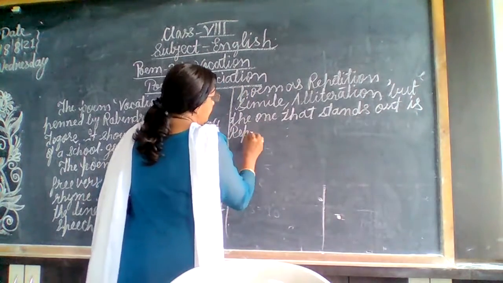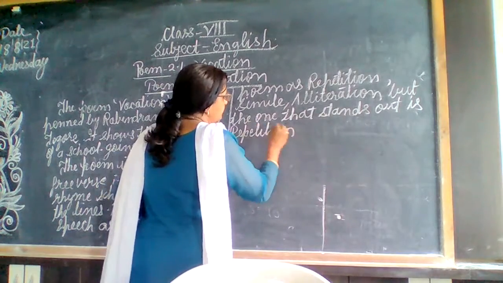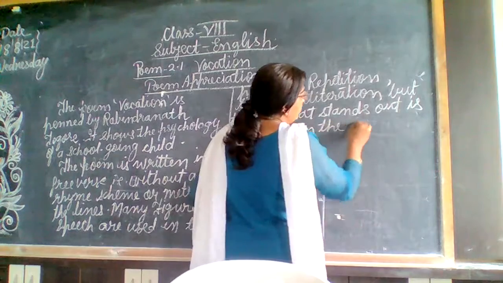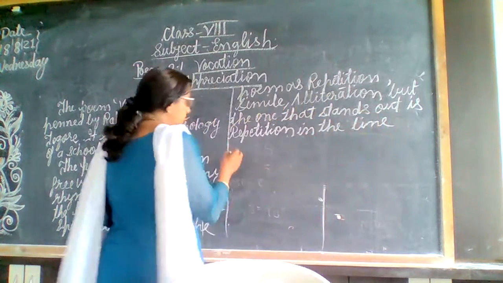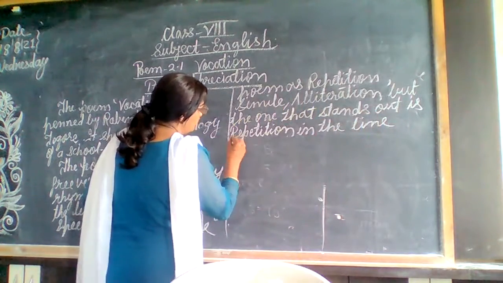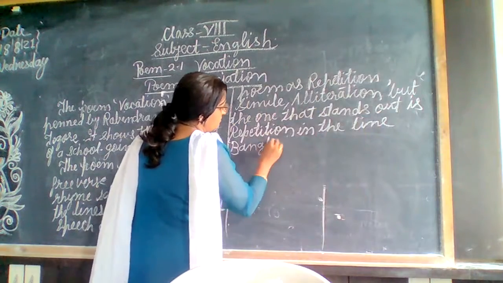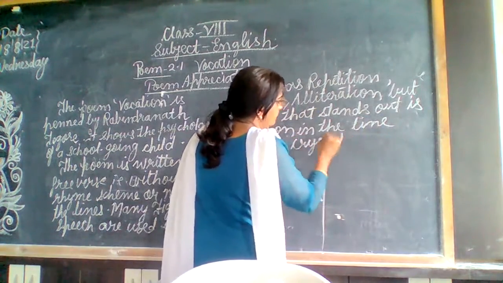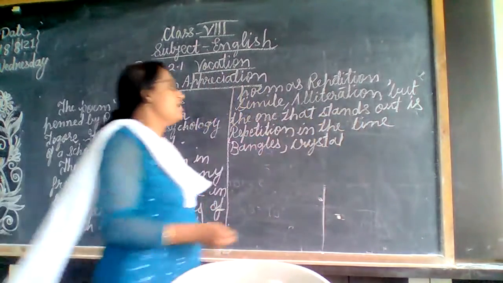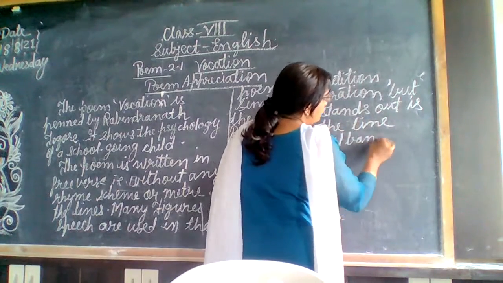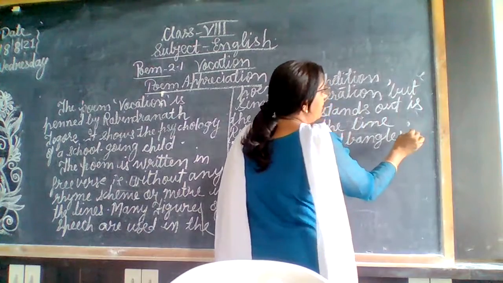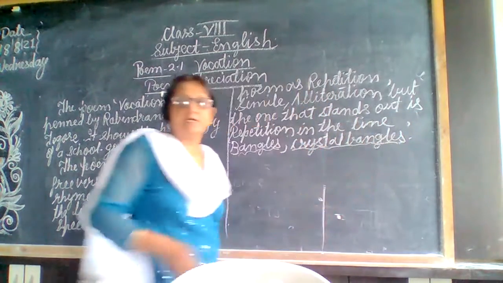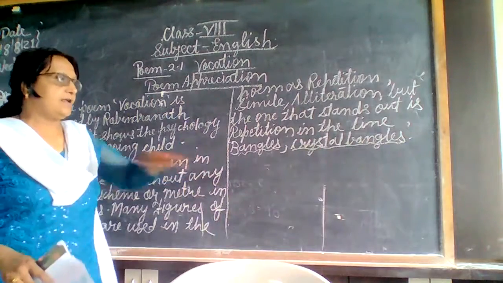Repetition in the line 'Bangles, Crystal Bangles'. In the line 'Crystal Bangles', that we will write down. Inverted comma close. And here we can just underline, because you are taking this line from the poem, so you will underline.